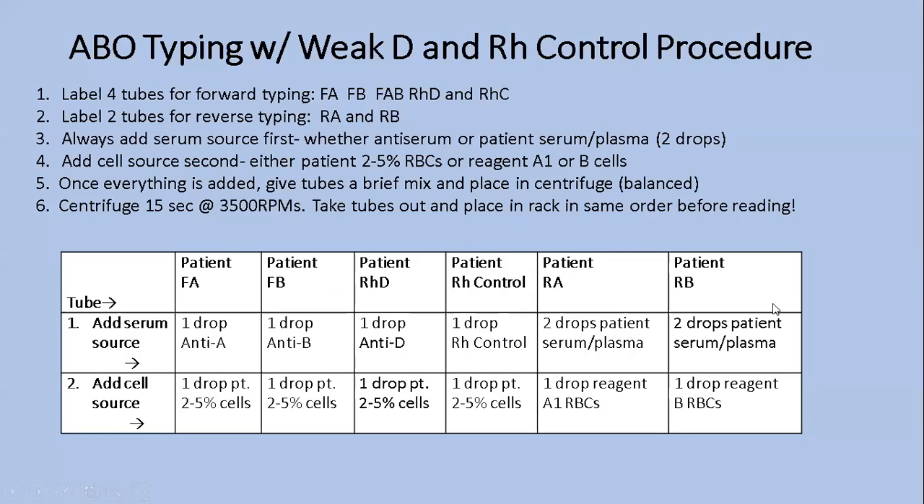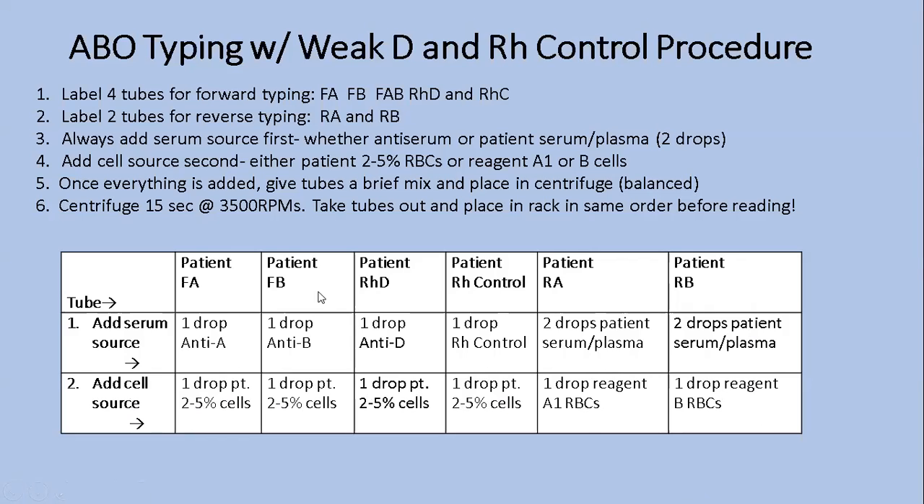For our reverse typing, remember it's always patient's serum or plasma that is the source, so we're going to double up with 2 drops into each one of these tubes. We're going to follow up and add our antigen source. So with forward typing, remember we're trying to determine which antigens, if any, the patient has on their red cells, so we're going to add 1 drop of the 2 to 5% red cell suspension on this patient into each one of these tubes, all 4. Reverse typing, our RA, this is the known, 1 drop of A1 red cells, and reverse B gets 1 drop of the reverse B.